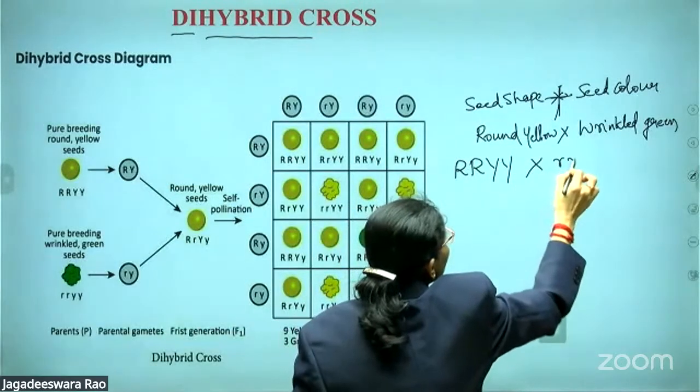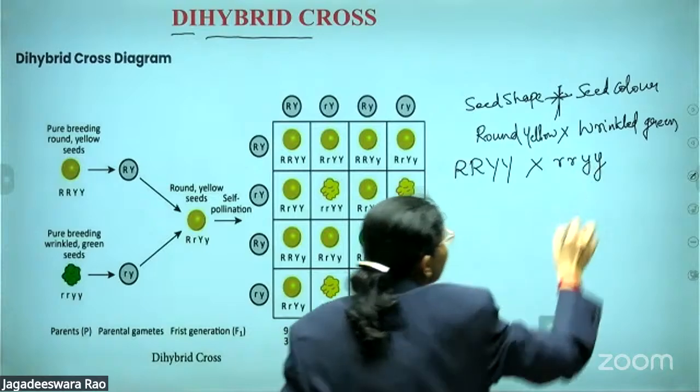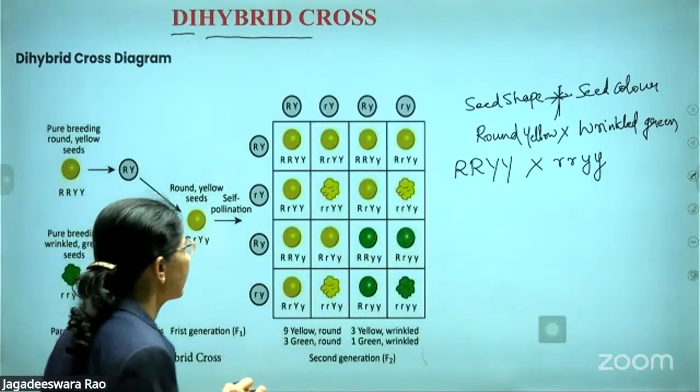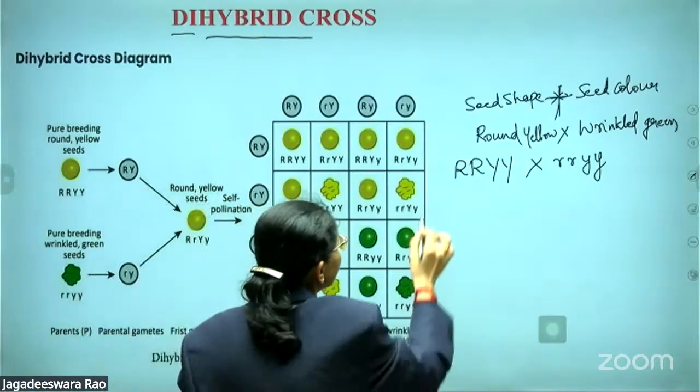Here small r, small y. These are the alleles we have chosen for our understanding. Okay, now this is the genotype.